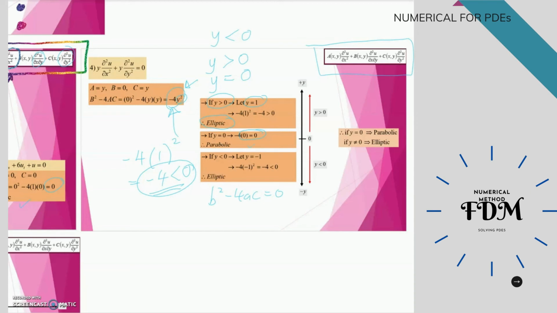And then when y is less than 0, just pick a number which is less than 0. Let's say we have negative 1, so that we have negative 4 times y square, which is negative 1 square, then we will have less than 0. Still we have b square minus 4ac less than 0. We will have elliptic. So what we can conclude here is, if y equals to 0, we have a parabolic. If y is not equals to 0, then we have elliptic.